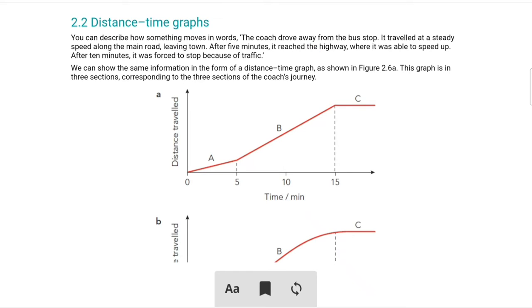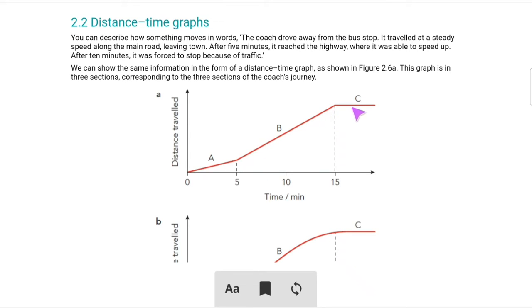First, the coach drove away from the bus stop and it traveled at a steady speed along the main road, that is till 5 minutes. We can see it is traveling at steady speed. After 5 minutes, it reached the highway. Here we can see that the speed is increasing. How can we analyze that? Because the slope of this particular section is increasing. So here we can say that it is speeding up.